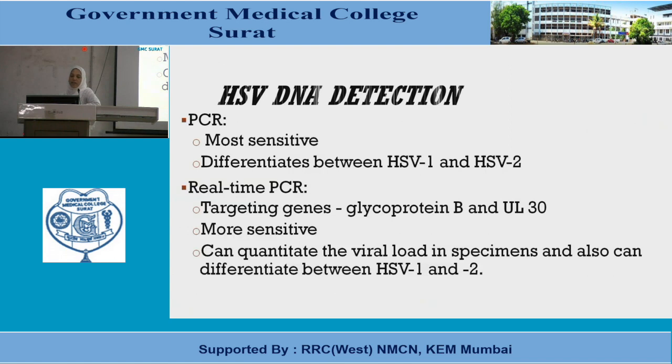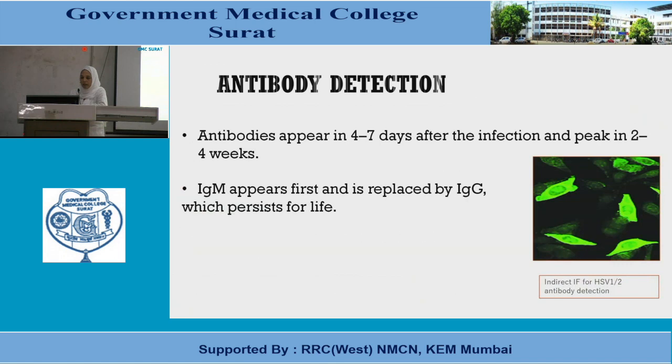And real-time PCRs are done in real time, that is, you keep seeing the amplification as it occurs. You target the genes, whatever you want to see. As I already said in the start, glycoproteins can be used, or glycoprotein B or UL30. They are more sensitive assays, the real-time PCR. You can even quantitate the viral load in the specimen, and differentiate between the different types, HSV1 or 2. And as I said, there are multiplex PCRs available, BioFire available. Now the diagnosis has gone more towards molecular diagnosis.